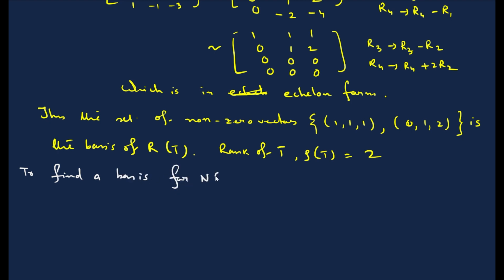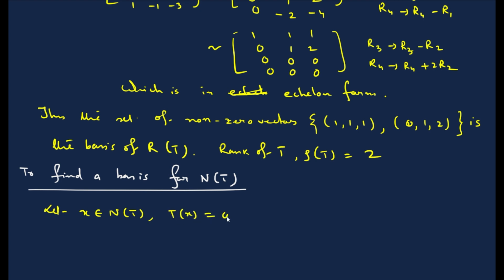Now we will find the basis for N of T. In the same way we'll do it, but for the null space. We know what the null space is. In the null space, if we take one element, then the image of that particular element will be 0 dash. Suppose we take an element from the null space, the image of this element will be 0 dash, which is the zero element of R cube.